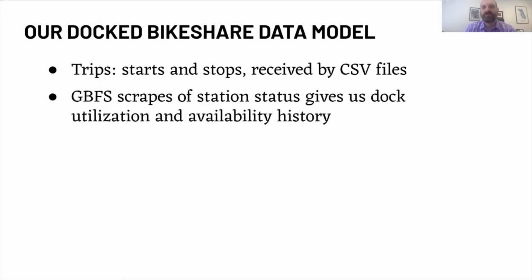So, talking specifically about DOCT, I'm going to focus on this because I'm going to talk about the new Stops API. What's our data model for DOCT bikeshare? It's trips, which is starts and stops. There's not much to it, and we receive that by CSV files. Because these are DOCT stations, you have the station where it took off from and the station where it went to. And then in order to understand what's available at stations and utilization, we literally scrape the GBFS feeds in order to put together a picture of that. And that's our DOCT bikeshare model.